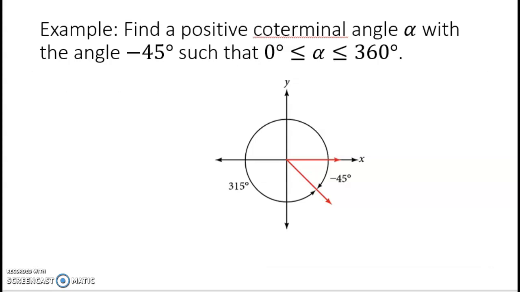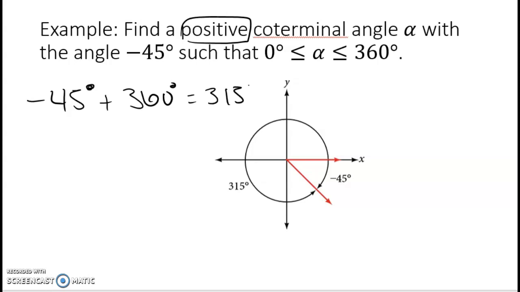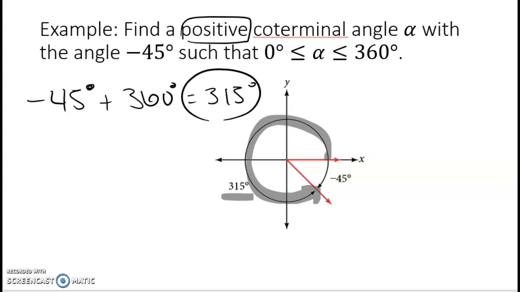Find a positive coterminal angle alpha with the angle negative 45 such that alpha is between 0 and 360. So we're going to take negative 45, and it says positive coterminal, so I'm going to add 360, and that's going to give us 315, which is between 0 and 360. Okay, so negative 45 has the same terminal side as 315.